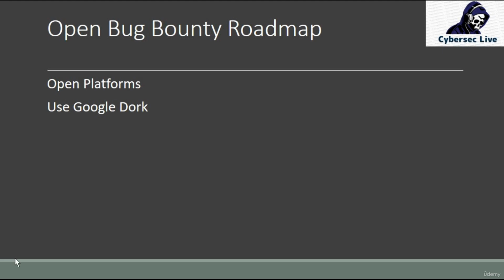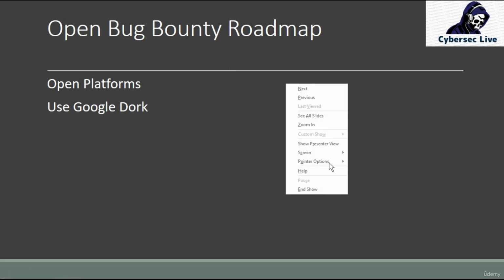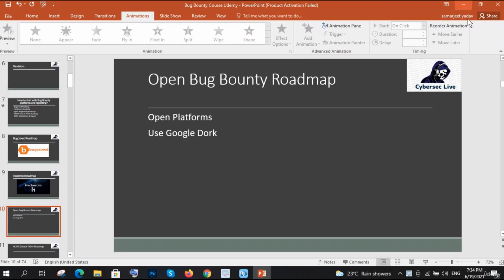Okay, guys, so we have learned the roadmap of HackerOne and Bugcrowd, but there are many organizations or companies which have their own responsible disclosure. So we will talk about that in this video. The first one is the open platforms, and second, you can also use Google Dorks and search for responsible disclosure. So let me show you how you can search and what things you can do.